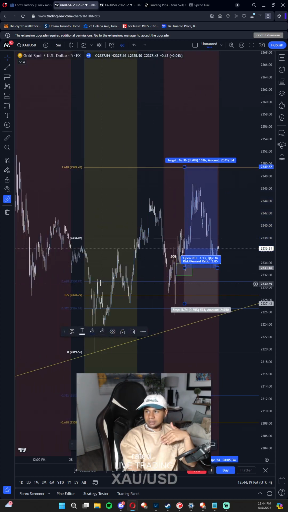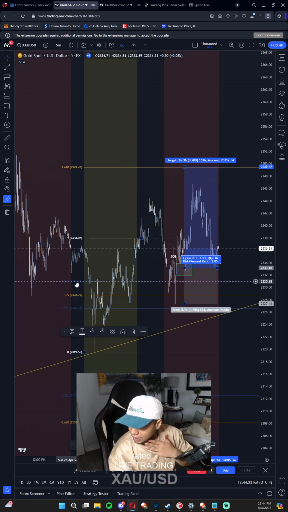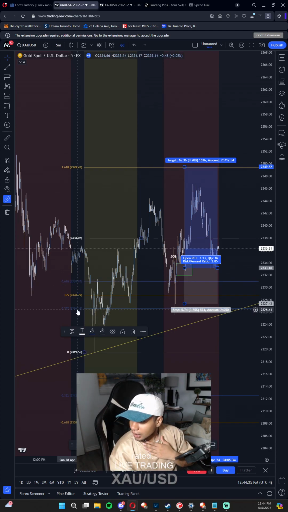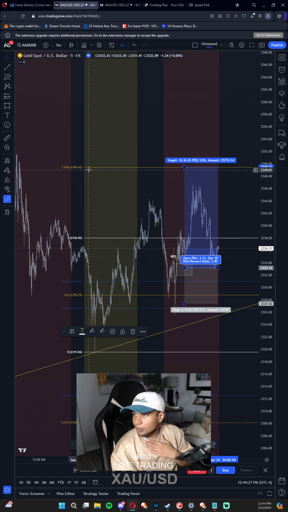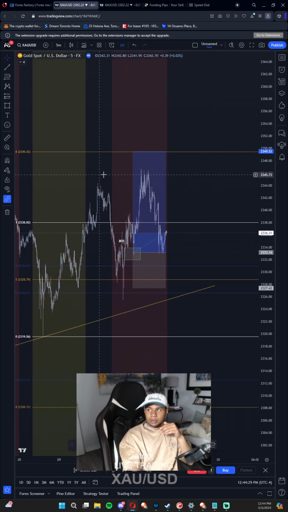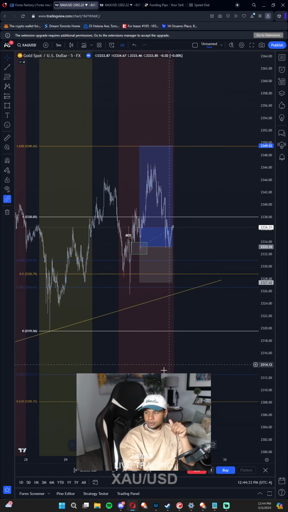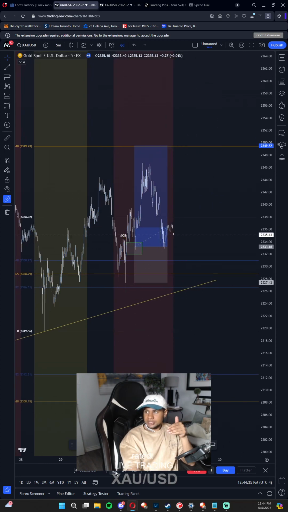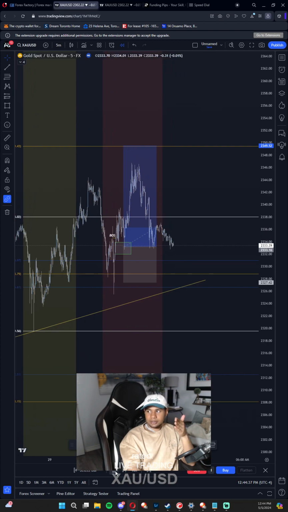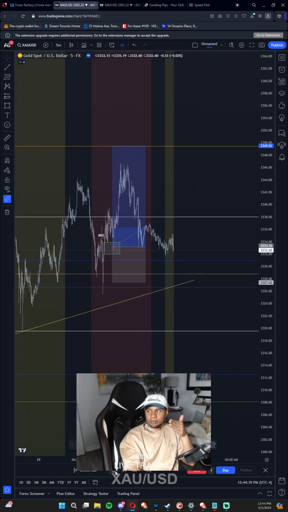And I have to say that I don't have this enabled, but there should be another zone right here on the fib. That would be like a blue zone. That would also help if your fib was inverted or some sort. So let's see how it plays out, if it's going to go any higher to hit any of the TPs, or we're just going to go back in.